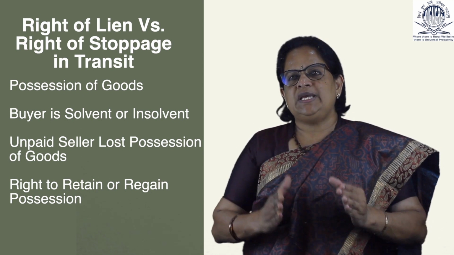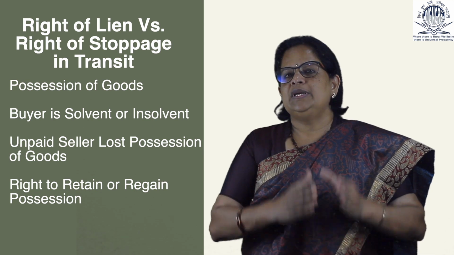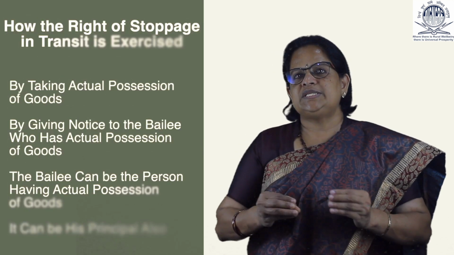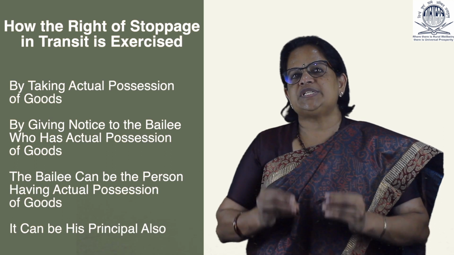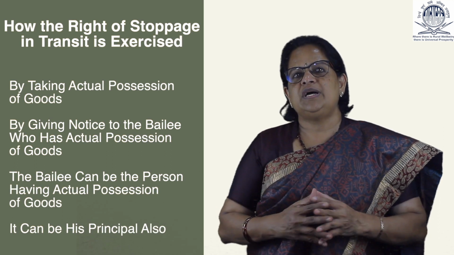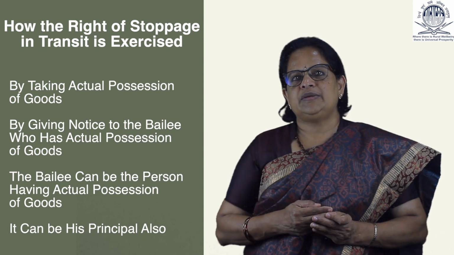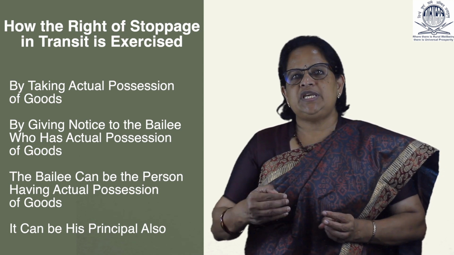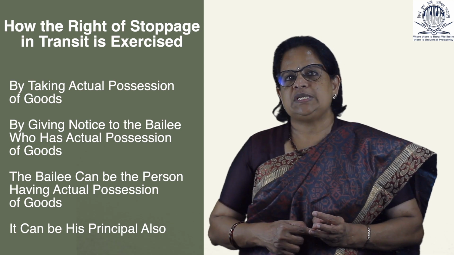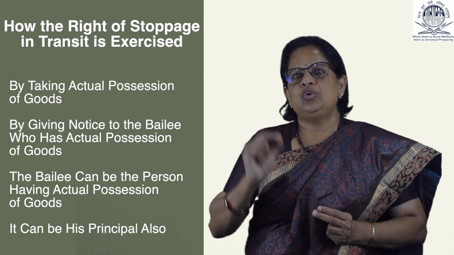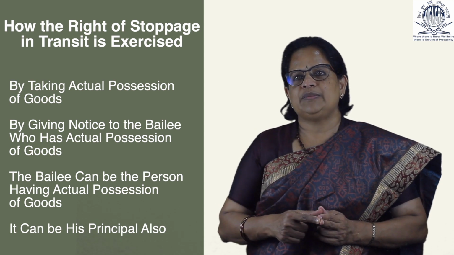I hope it's clear what is the distinction between lien and stoppage in transit. Now let us see how the right of stoppage in transit can be exercised by the unpaid seller. 2 points are important in this regard. First is by taking actual possession of goods. Second is by giving notice to the bailee who has actual possession of the goods.